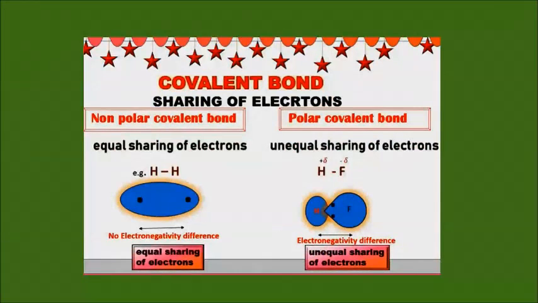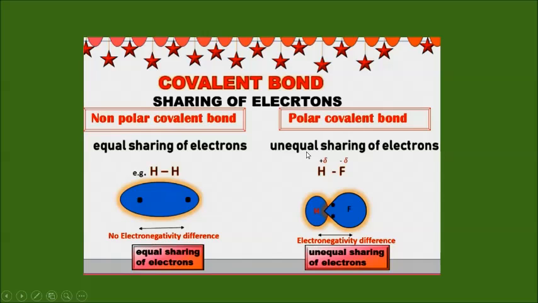With a diagram, we can explain these types of covalent bonds. You can see here the first example is the hydrogen molecule, where there is equal sharing of electrons. That's why we can see in the diagram the two electrons at the center of the two nuclei, equally distributed. So there is no electronegativity difference, because both atoms are the same.